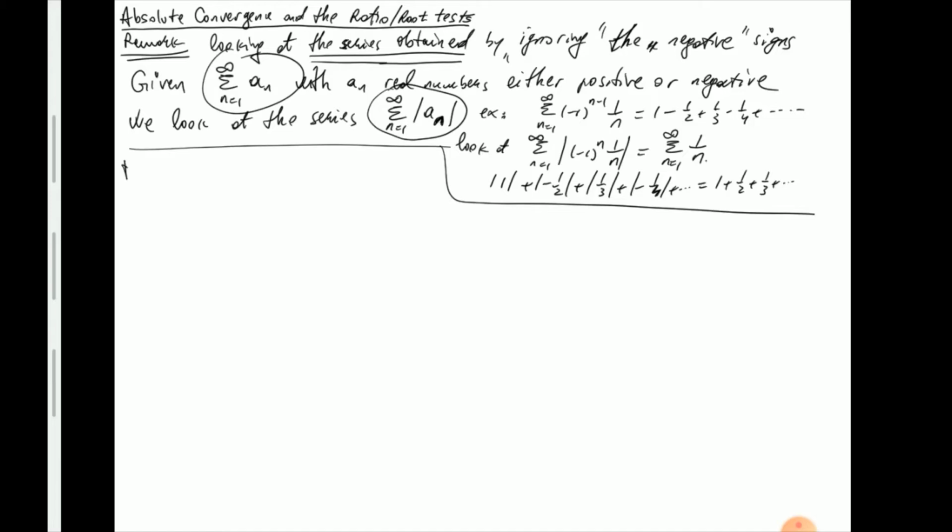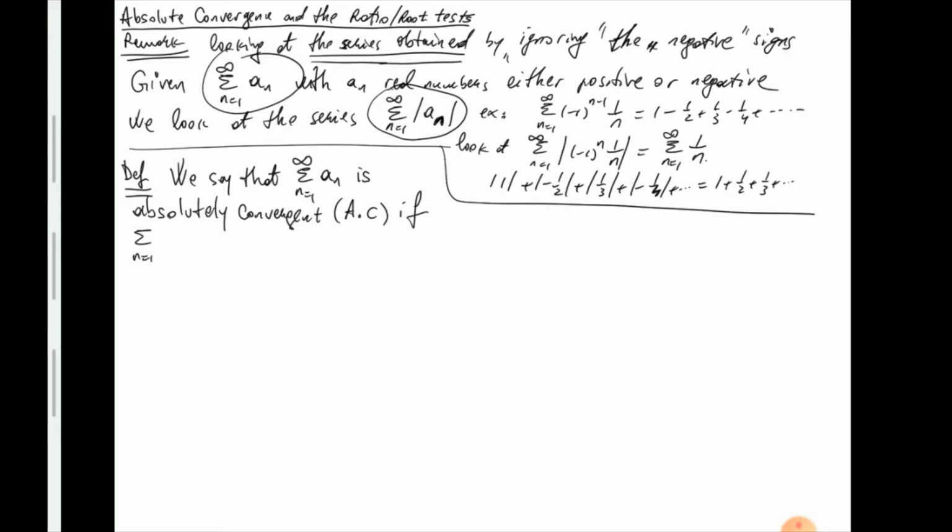So let's write a definition. First of all, we say that the summation from 1 to infinity of a_n is absolutely convergent, and we denote this by AC, if the related series with positive terms, the summation from 1 to infinity of the absolute value of a_n, is convergent as a series in its own right.